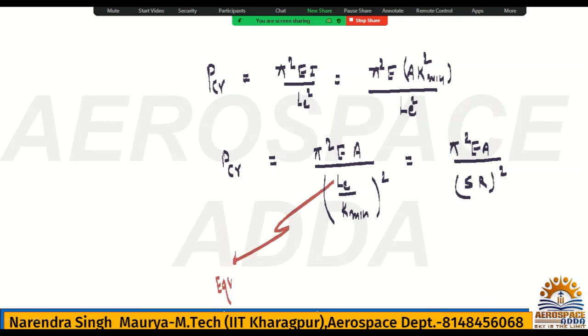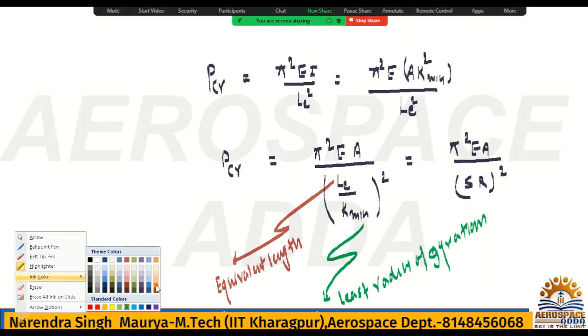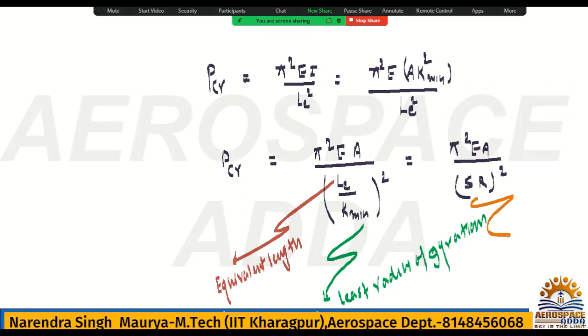LE is the equivalent length, K min is the least radius of gyration, and SR is the slenderness ratio.